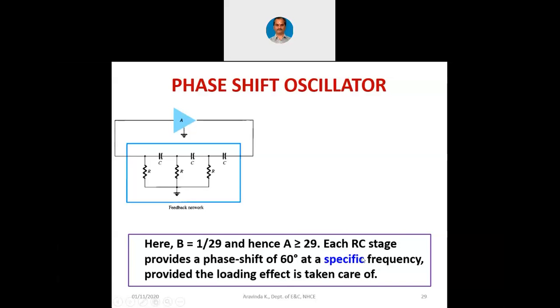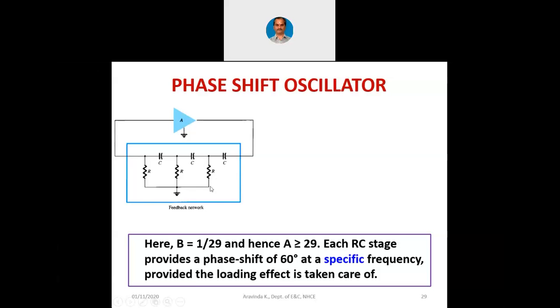At a specific frequency. Why? Now R and C have become a frequency selective network only because of the leading or lagging property in the angle. So the phase shift of 60 degrees is going to happen at a specific frequency. The range is from 0 to 90 degrees. Please remember, the range of the angular difference is between 0 to 90 degrees.